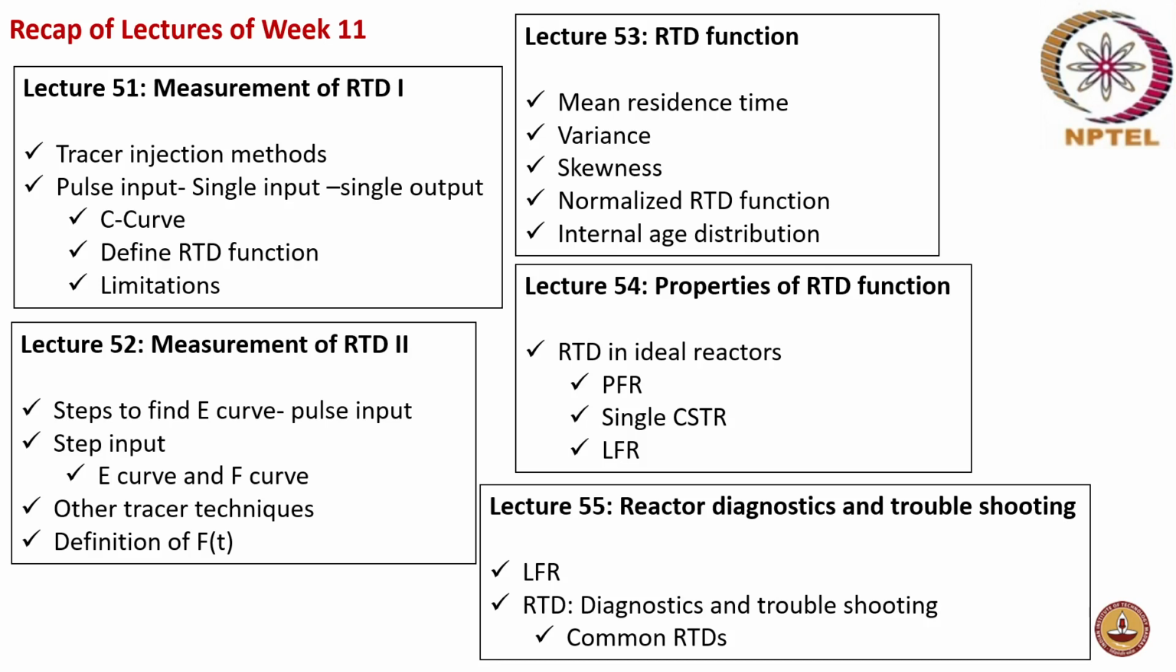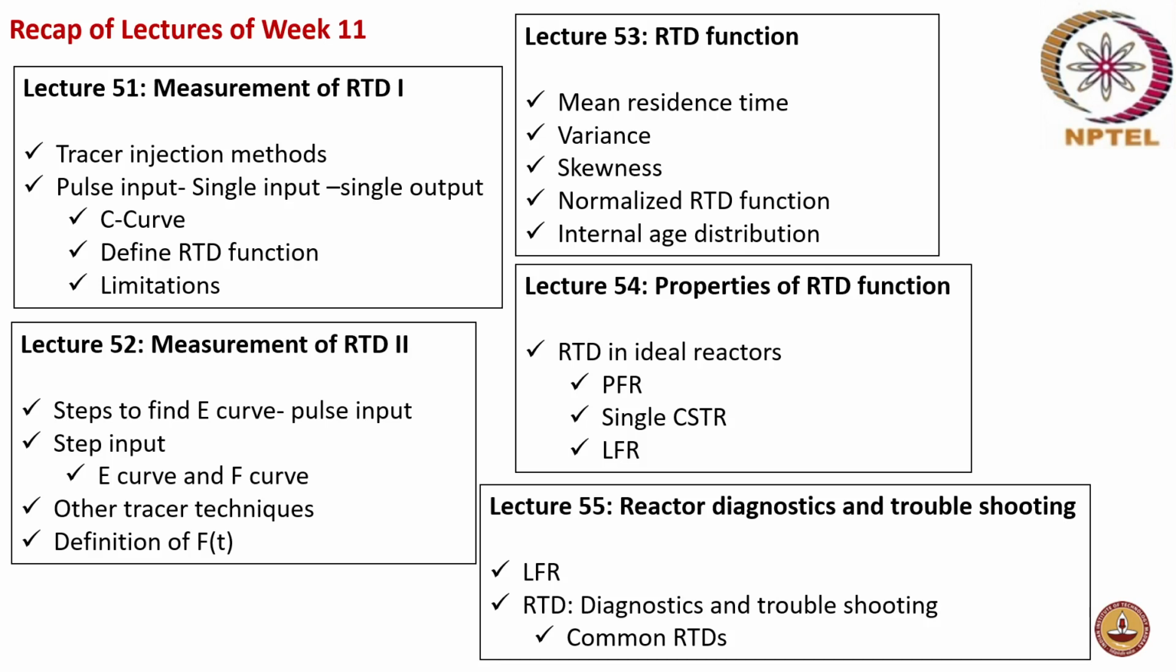And lecture 53 was on RTD functions, where different parameters like mean residence time, and then variance, that is the second moment, and skewness, that is the third moment, were all discussed. And normalized residence time distribution function was discussed, where time in the normalized or dimensionless form was t by tau. And there was a discussion on internal age distribution.